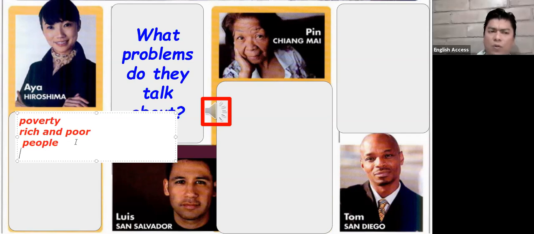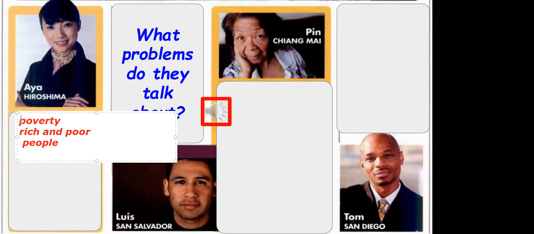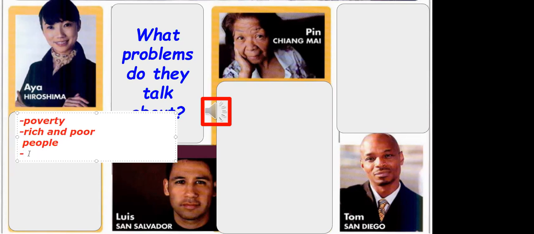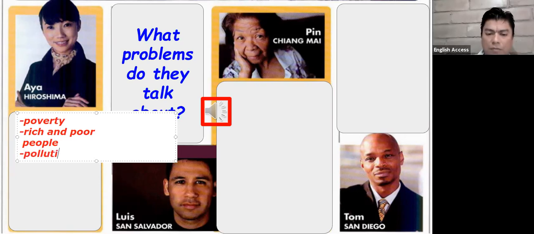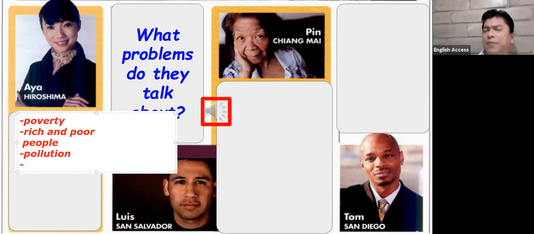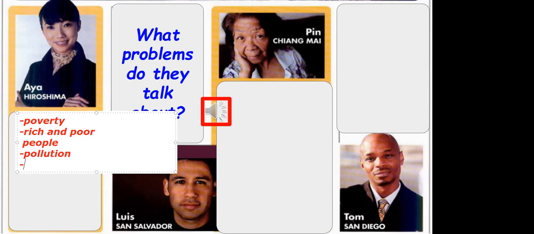I'm sorry. So what's another problem? Okay, no problem. What about Luis? He's talking about pollution. He wants to invest in green projects. Okay, but the question is, what problems do they talk about? Okay, pollution. About the environment.